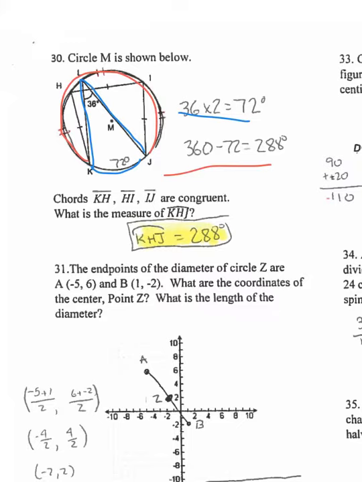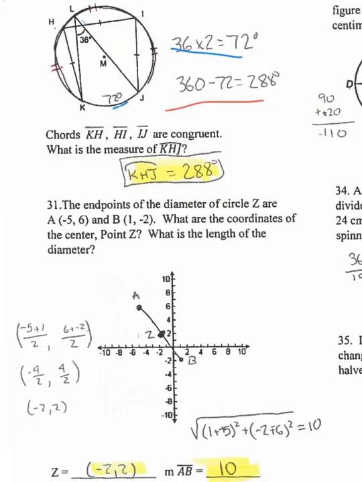Now, for what it's worth, those individual chords it talks about, let me come back here and erase this stuff for a second. Because the chords are congruent, you can see here with the red lines that the arcs above them are congruent. So KH, HI, and IJ are all congruent as well. If you needed to find individual measurements, you could divide the 288 by 3. This question doesn't ask it, but just throwing that out there.